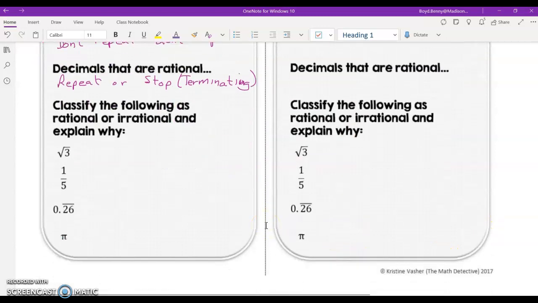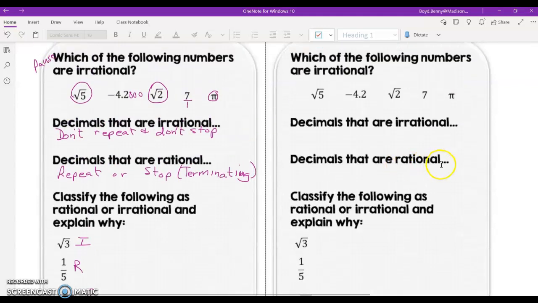All right, let's classify the following as rational or irrational. So if we take the square root of 3, we end up with this crazy decimal. So this would be an irrational number. It has a decimal that does not repeat and does not terminate, does not stop. 1/5. Well, 1/5 is already written as a fraction, so this must be a rational number. How about this one? 0.26 repeating. That's right. It's a repeating decimal, therefore it has to be a rational number. How about pi? There's that special irrational number that we always get checked on, and it's irrational because the decimal does not stop and does not repeat. Which of the following numbers are irrational? This looks like the same set of numbers.